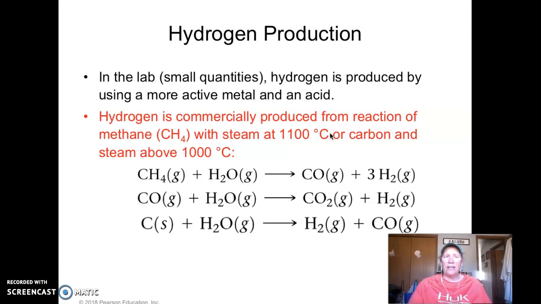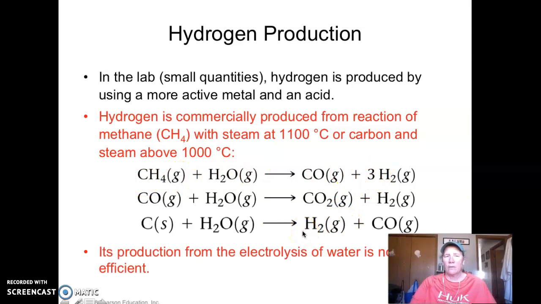Or they take carbon and water and get it. But you can see you get more when you use the methane. You get 3 moles as opposed to 1 mole. Another way they do it is you can take water and pass an electric current through it, and you can collect hydrogen and oxygen. The problem is the energy you get from burning the oxygen and hydrogen you collect is much less than the energy you had to put in to get them. So it's not a very energy efficient method. You waste energy when you do electrolysis.